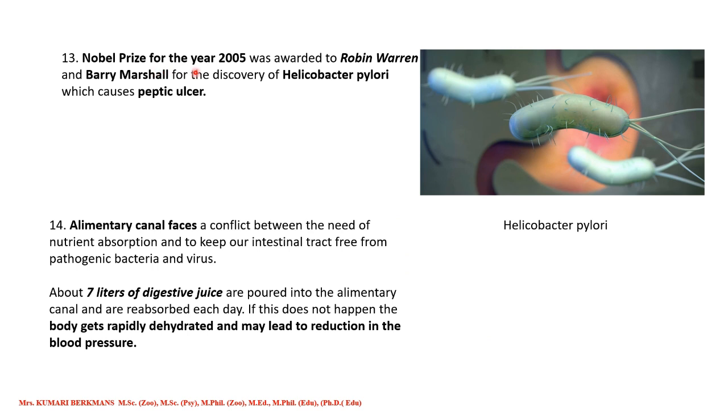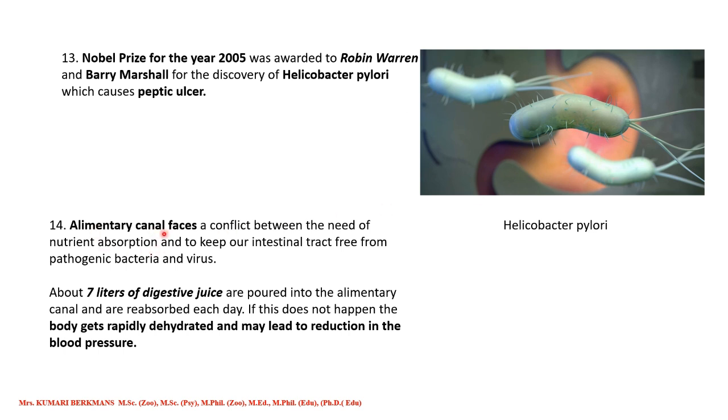Next one, see. The Nobel Prize for the year 2005 was awarded to Robin Warren and Barry Marshall for the discovery of Helicobacter pylori, which causes peptic ulcer. This is the bacteria Helicobacter pylori, which causes the peptic ulcer, that is, stomach ulcer. Peptic means stomach. Who got the Nobel Prize? Robert Warren and Barry Marshall, in the year 2005, for the discovery of this bacteria which causes the peptic ulcer.